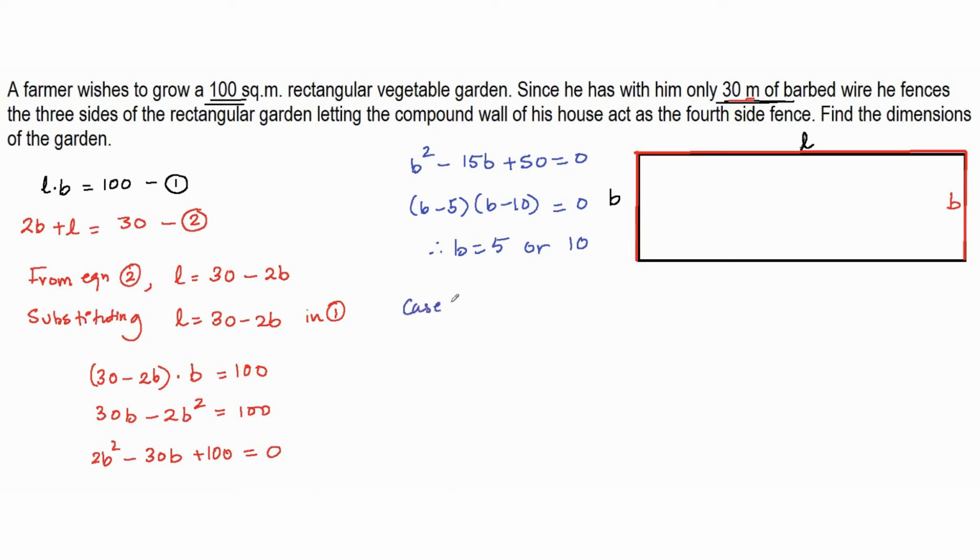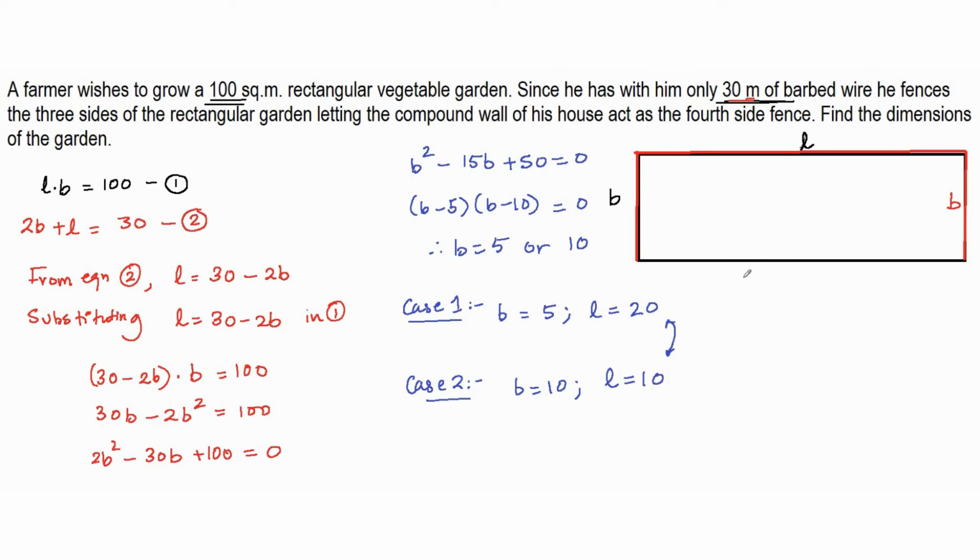So let's take the first case. In the first case, B is positive 5. Then the length can be calculated. So length will be 20 in that case, right? And in case 2, B is 10, and therefore L is also going to be 10. So these are the two possibilities that we have. In one possibility, length and breadth are both equal to 10, but that makes it a square garden. And in the second case, we have B equals 5 and L equals 20.